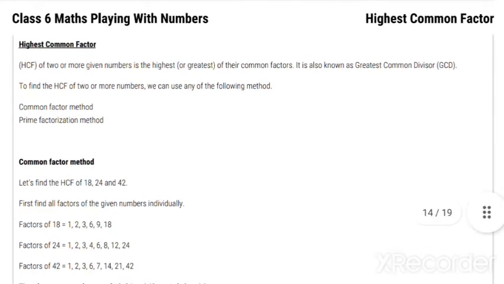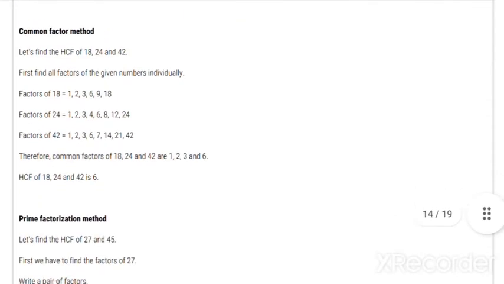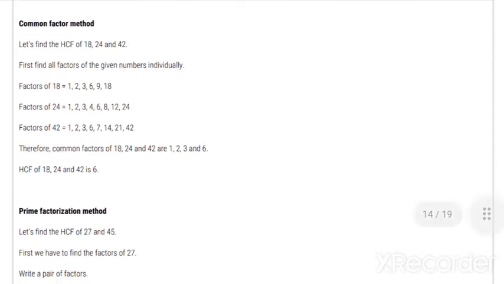Now first we shall discuss common factor method. Let's find the HCF of 18, 24 and 42. So children, find the factors of all the three numbers separately, and after that find the common factors of all the three, which are, if you see carefully, 1, 2, 3 and 6. And after that children, the highest among the common factors is only 6. So children, required HCF is also 6 of the given three numbers 18, 24 and 42.